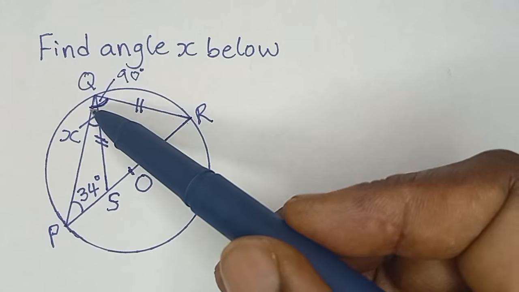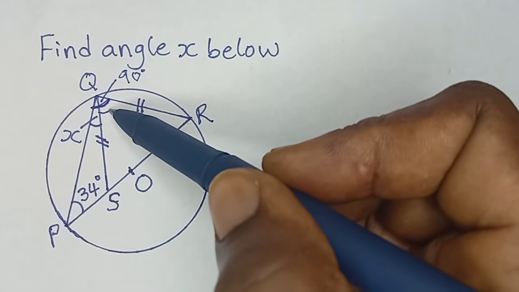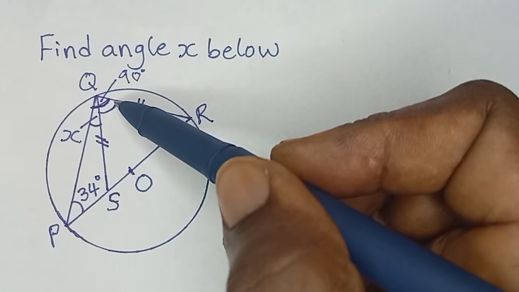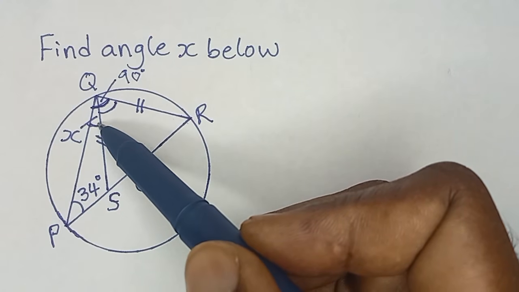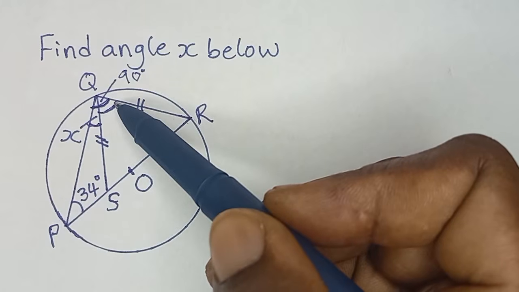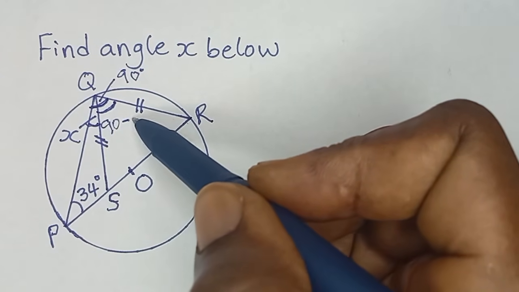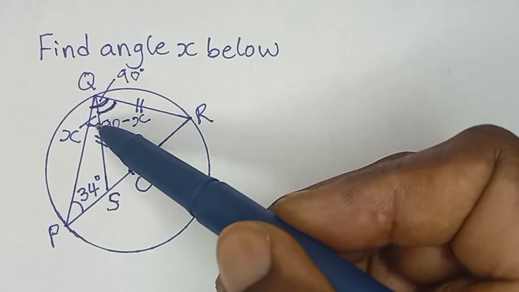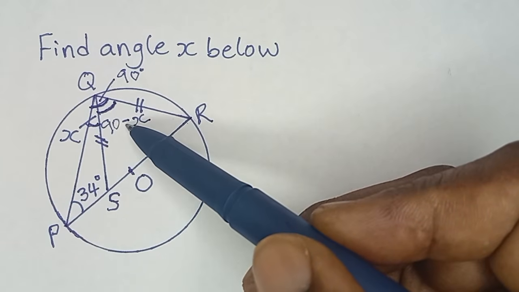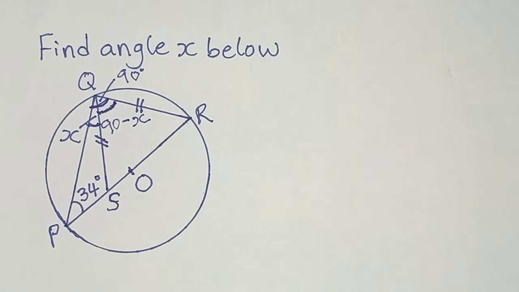Now, if the whole of this angle is 90 degrees, then you will agree with me that we can get this remaining angle, because a portion of the 90 is already x. So the remaining portion now will be 90 minus x. So that means this angle here, excluding the x, that's why you can see the minus. So 90 minus x is what we have as this angle.